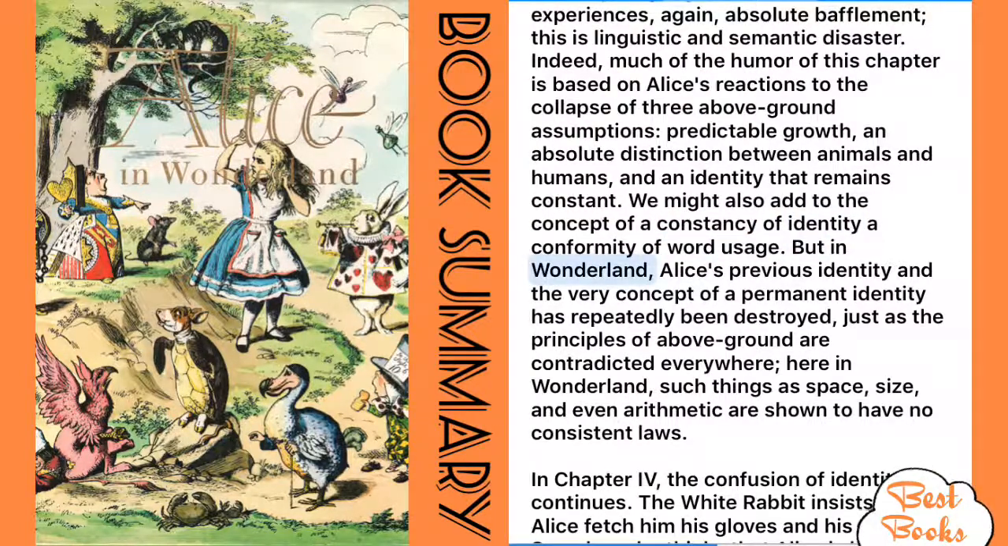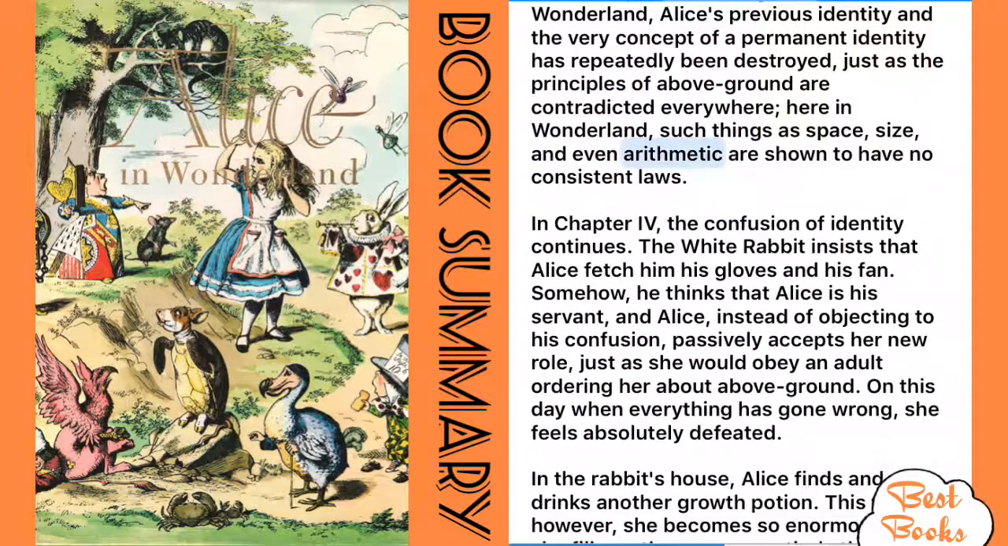But in Wonderland, Alice's previous identity and the very concept of a permanent identity has repeatedly been destroyed, just as the principles of above-ground are contradicted everywhere. Here in Wonderland, such things as space, size, and even arithmetic are shown to have no consistent laws. In Chapter 4, the confusion of identity continues.